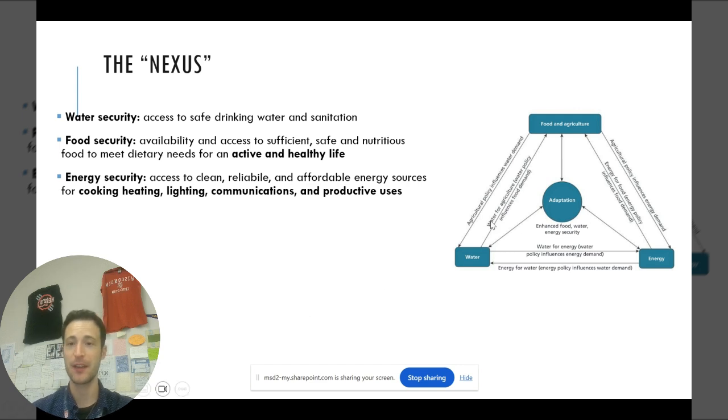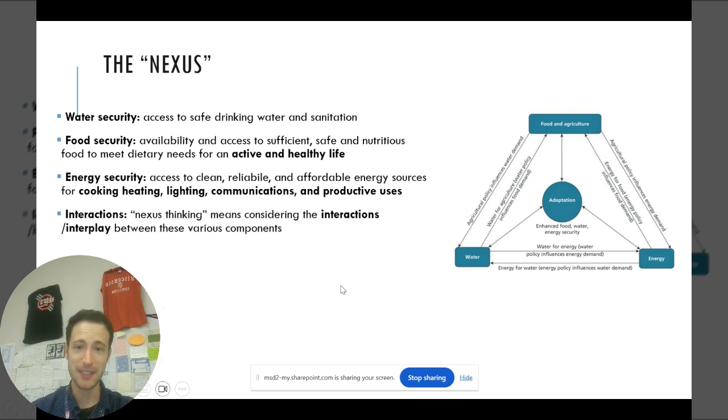Food security is the availability and access to sufficient, safe, and nutritious food. And then energy security is access to clean, reliable, affordable energy sources for these types of things. Nexus thinking means the interactions.